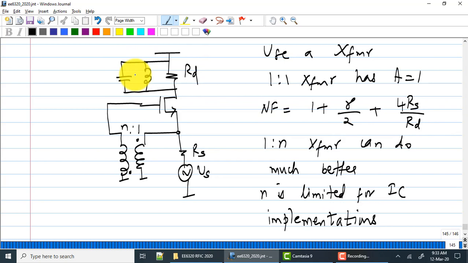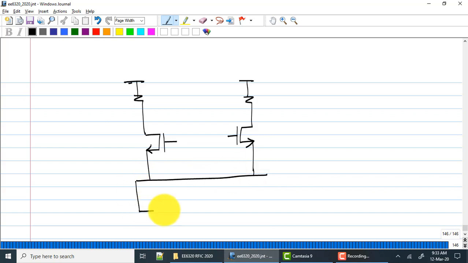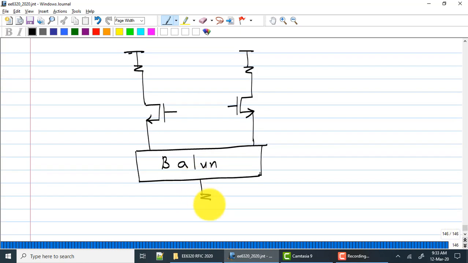Now assume that you have a differential common gate LNA. I will conceptually just draw a box with a balun. I think all of you now understand what a balun is. And I'm not showing a lot of the biasing details. I'm hoping that you folks will be able to fill in the biasing details. Now let us say I have a differential common gate LNA. For this circuit, I want to do gain boosting, right?